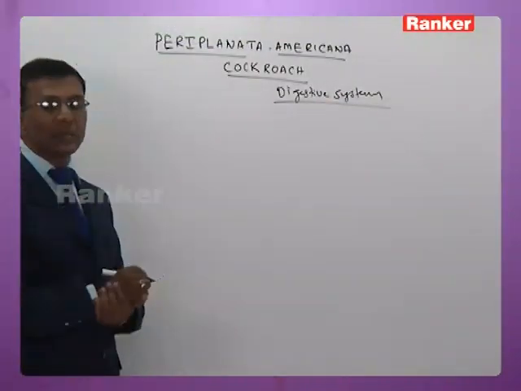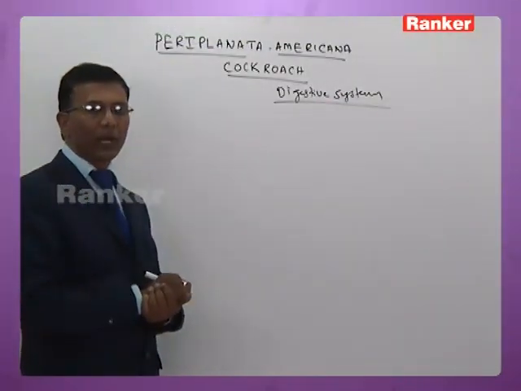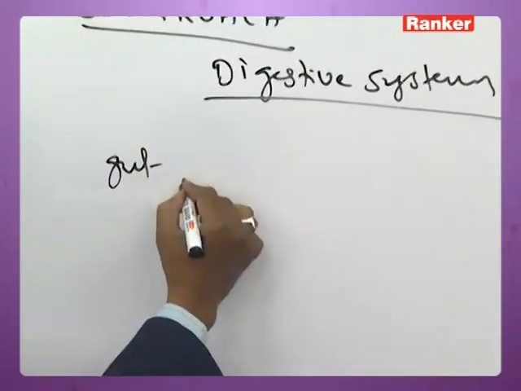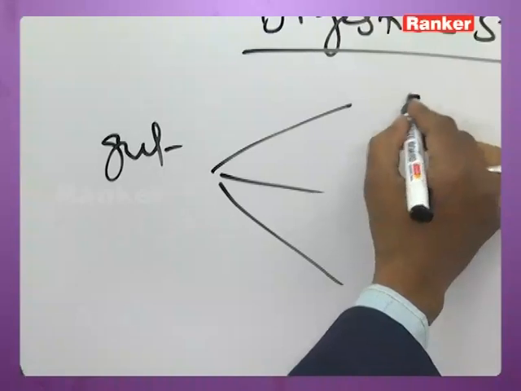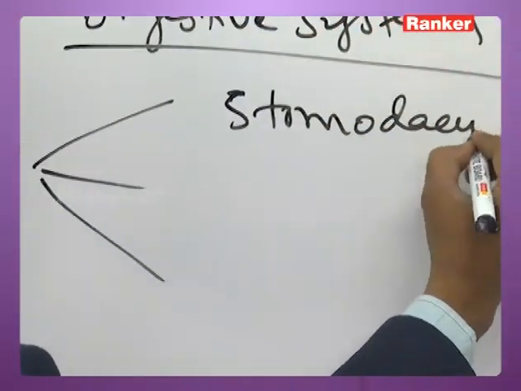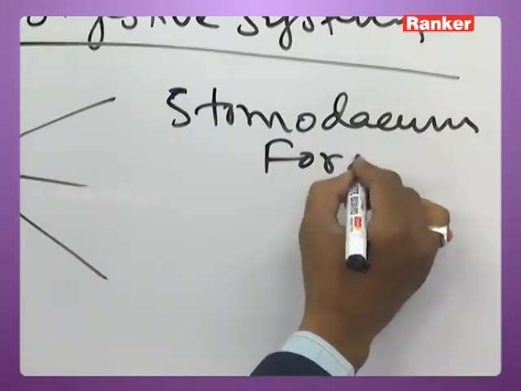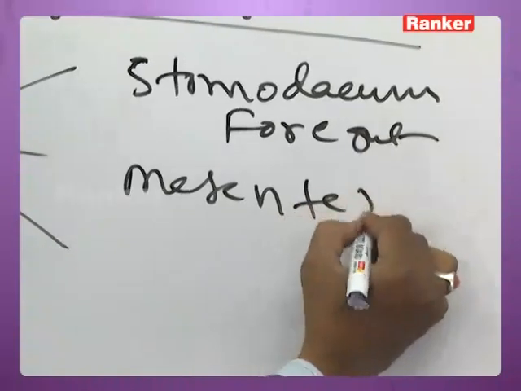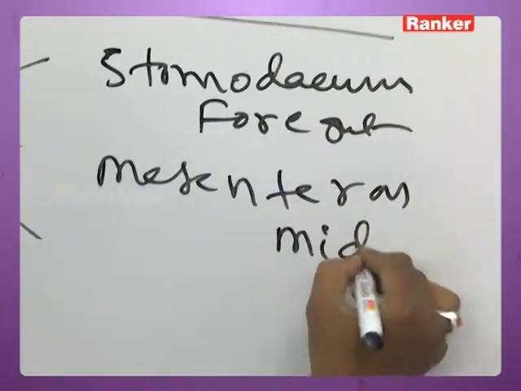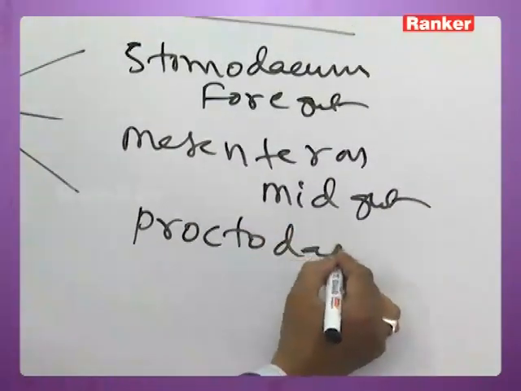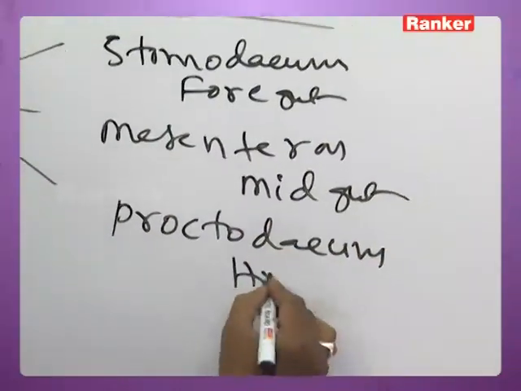Now the digestive system of cockroach. The digestive tract in cockroach is divisible into 3 parts: stomodium or foregut, mesenteron or midgut, proctodium or hindgut.